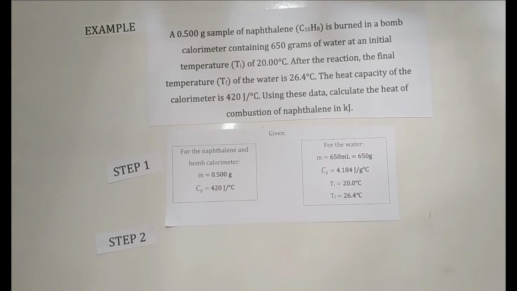The second step to solve this problem is to identify the formula that we're going to use. We have the first formula, which is the heat transfer, where Q is equal to the mass times the specific heat capacity times the change in temperature. To find the change in temperature, we have the change in temperature is equal to the final temperature minus the initial temperature. And to find the heat transfer of the bomb, we have Q is equal to the bomb heat capacity times the change in temperature.